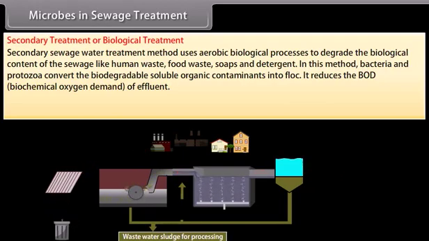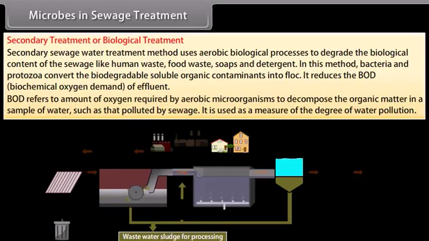In this method, bacteria and protozoa convert the biodegradable soluble organic contaminants into floc. It reduces the BOD, that is, biochemical oxygen demand, of the effluent. BOD refers to the amount of oxygen required by aerobic microorganisms to decompose the organic matter in a sample of water, such as that polluted by sewage. It is used as a measure of the degree of water pollution.